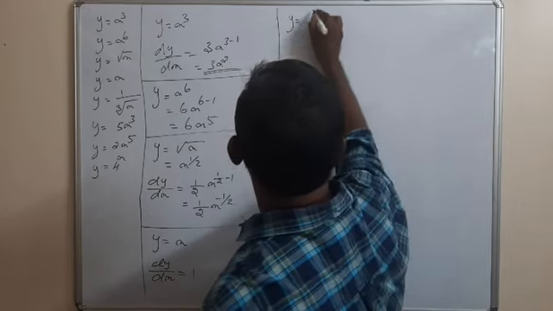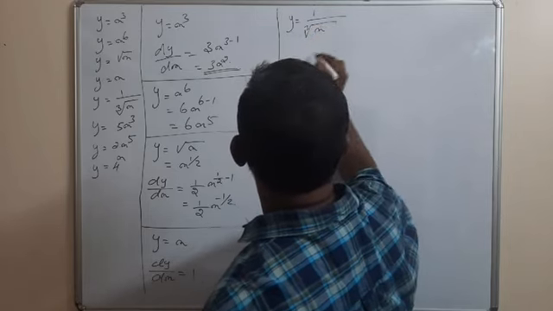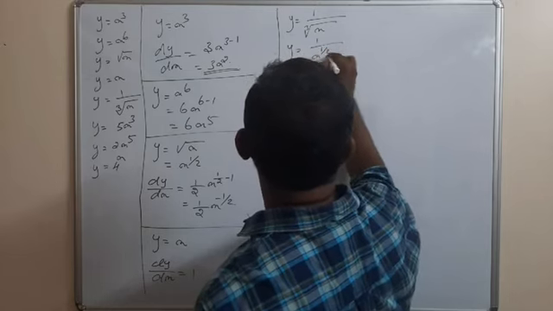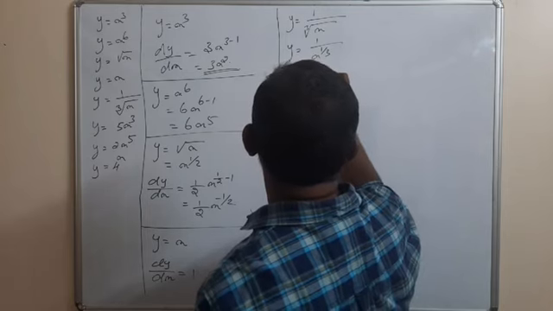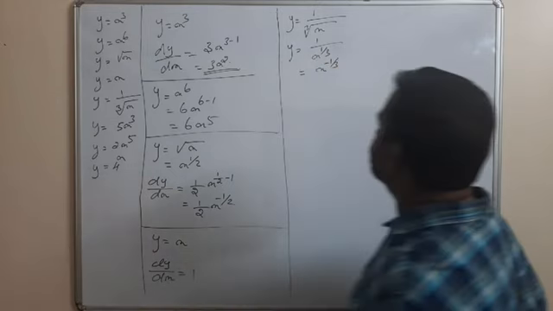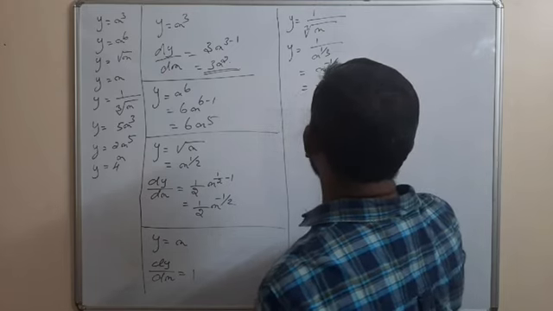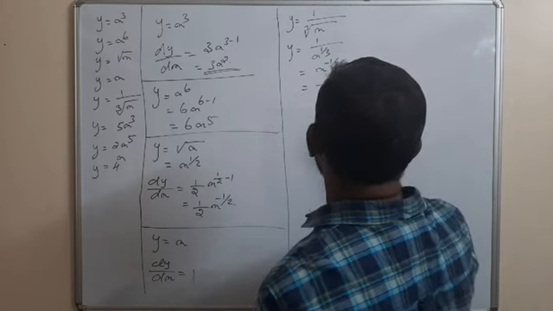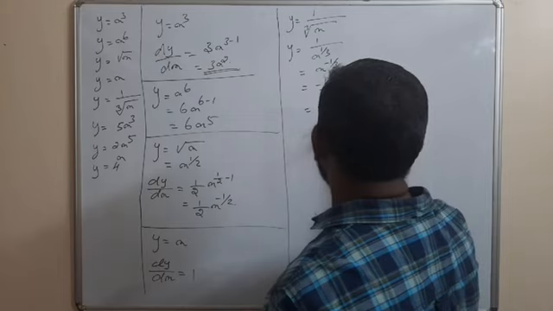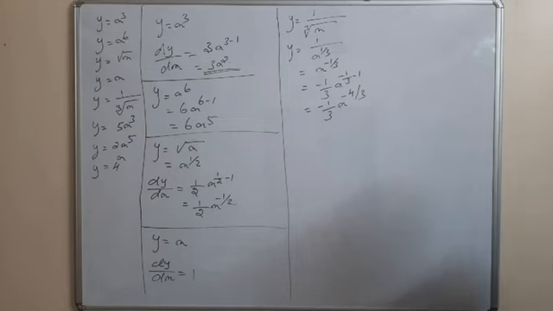y is equal to 1 divided by cube root of x. y is equal to 1 divided by x power 1 by 3, that is equal to x power minus 1 by 3. So that's equal to minus 1 by 3 x power minus 1 by 3 minus 1. That's equal to minus 1 by 3 x power minus 4 by 3.